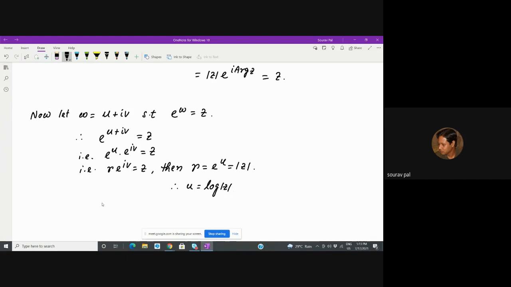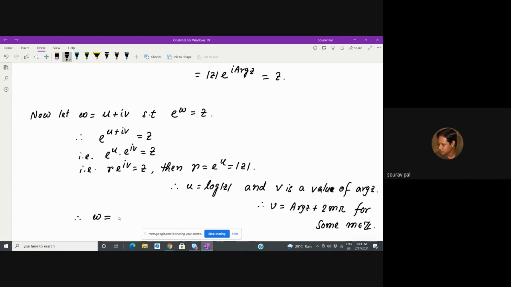And what is your V? V is a value of arg z, definitely, because this is the polar representation. It has to be a value. So if V is one of the values of arg z, then how does V look like? Therefore, V is the principal argument of z plus some 2m pi for some integer m.